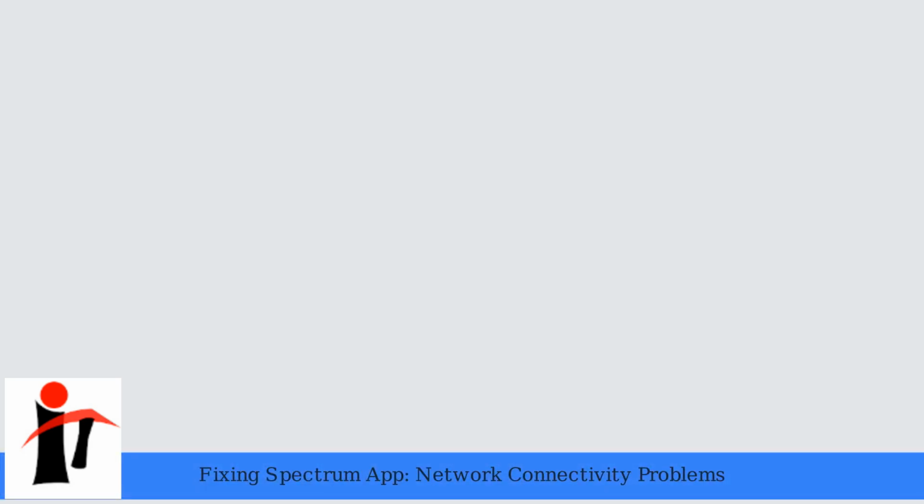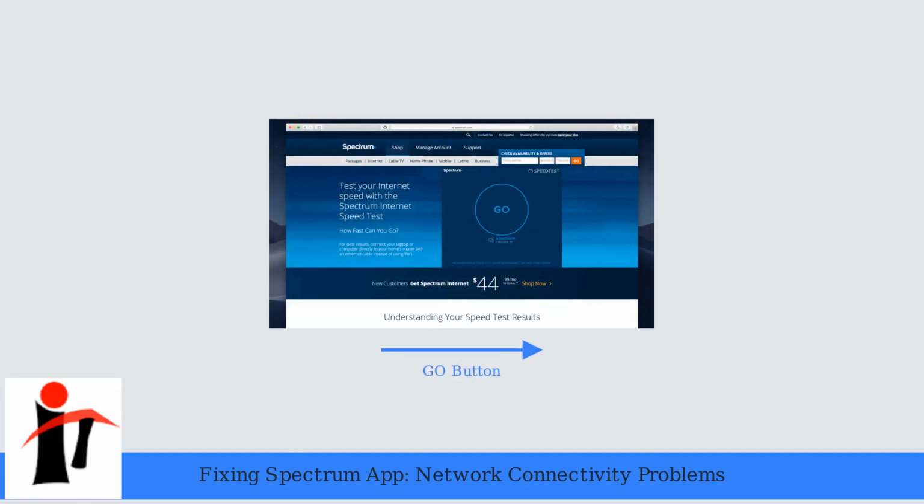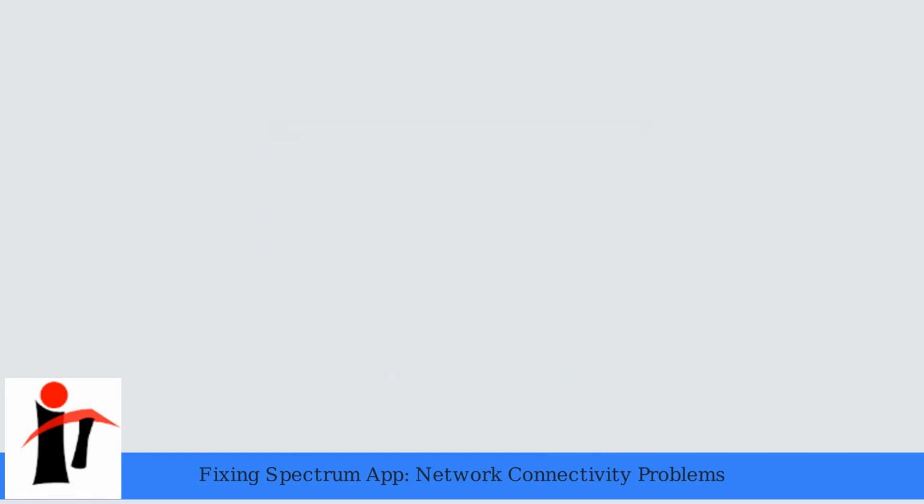Network connectivity problems can disrupt your Spectrum TV app experience. A stable internet connection is essential, with a minimum of 25 Mbps recommended for HD streaming. Start by testing your internet speed to ensure it meets the requirements. Visit spectrum.net/speedtest for an official test. Disable any VPNs you may be using, as they can interfere with Spectrum's geo-locked content and cause connectivity issues.